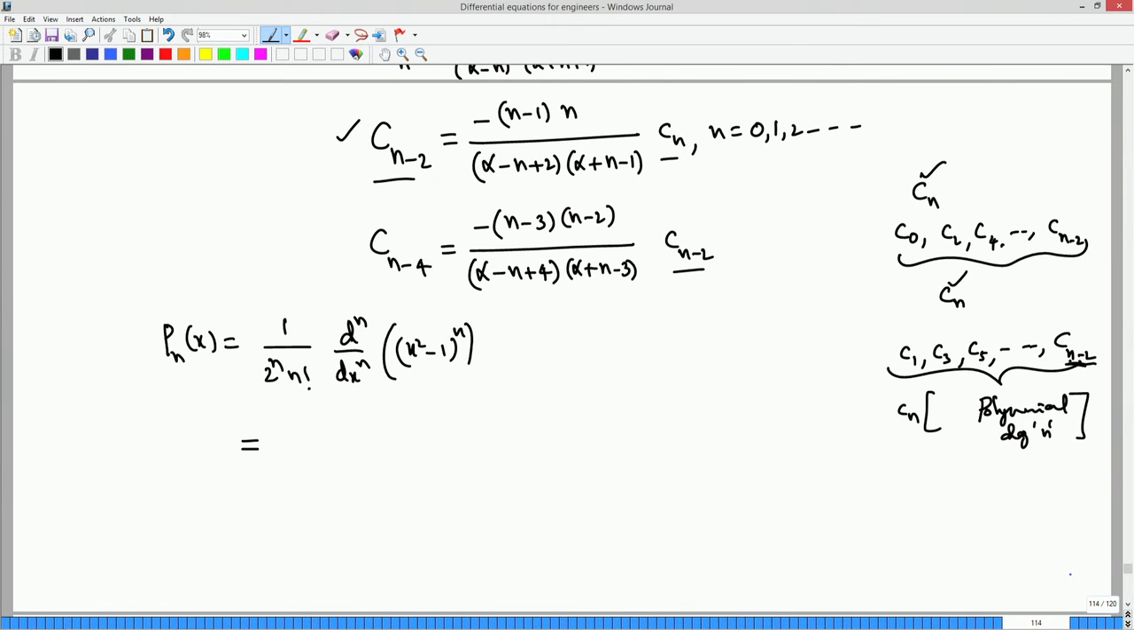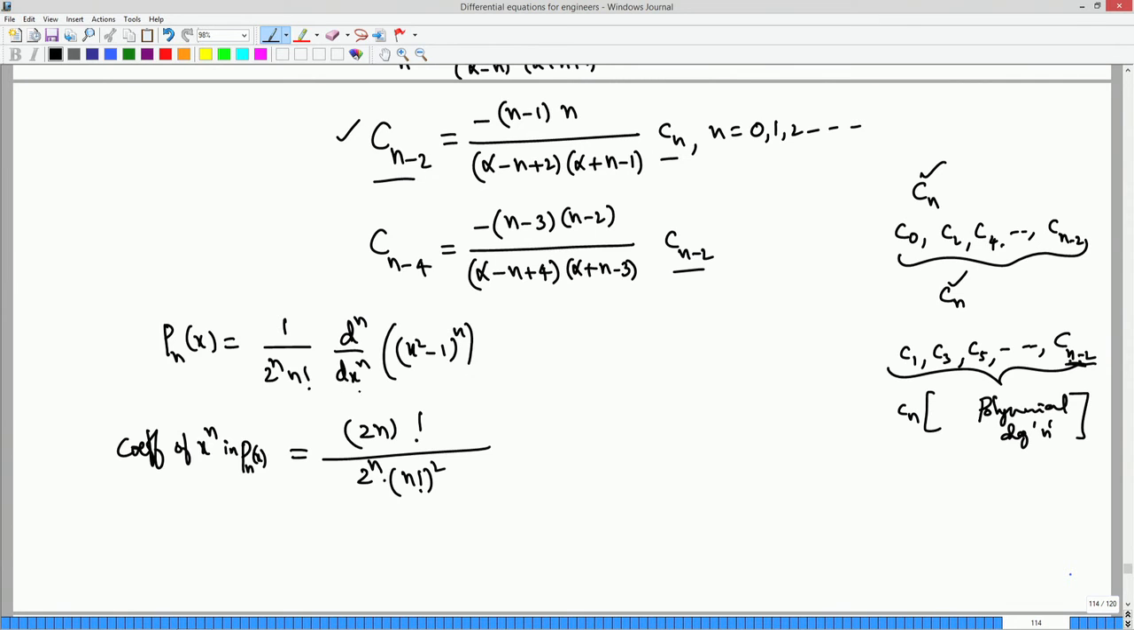The coefficient of x power n, you can actually get it as 2n factorial divided by 2 power n into n factorial square. The coefficient of x power n in Pn of x is actually equal to 2n factorial divided by 2 power n into n factorial square. This is not difficult to see.